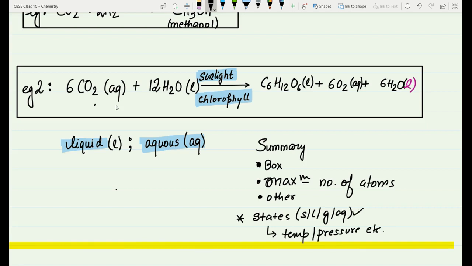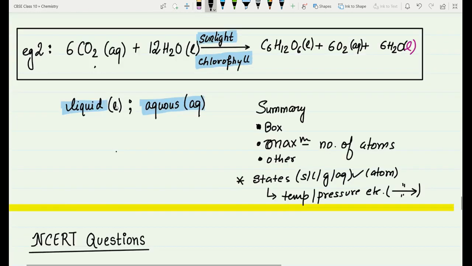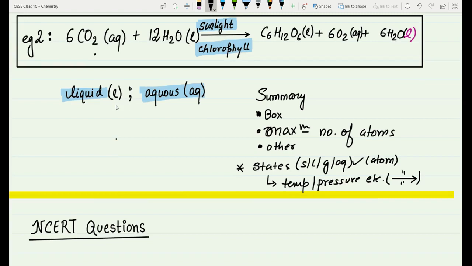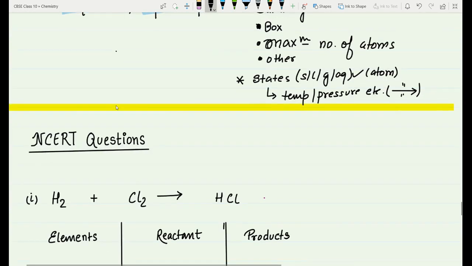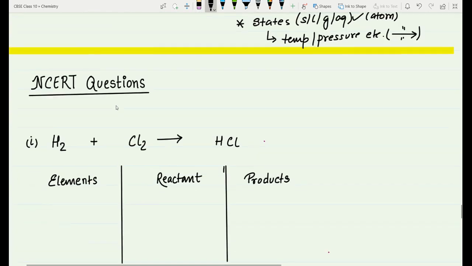ये वाला लिखा जाता है साइड में, एटम्स के साइड में, and this is written on top and bottom of the arrow. So this is done. I hope this is clear. If you want to just revise it, just give the video another watch in higher speed maybe. So you will be doing that. Next we will just move on quickly to the NCERT questions.